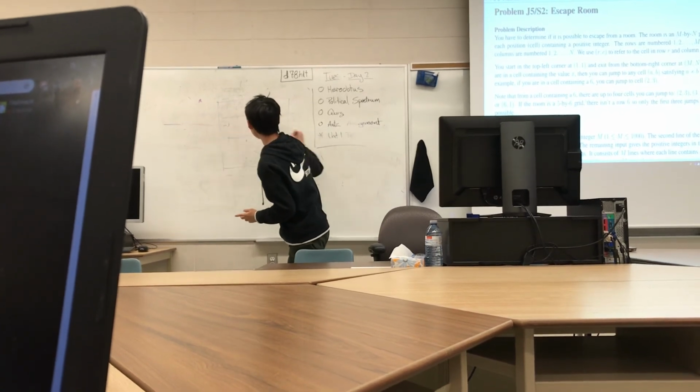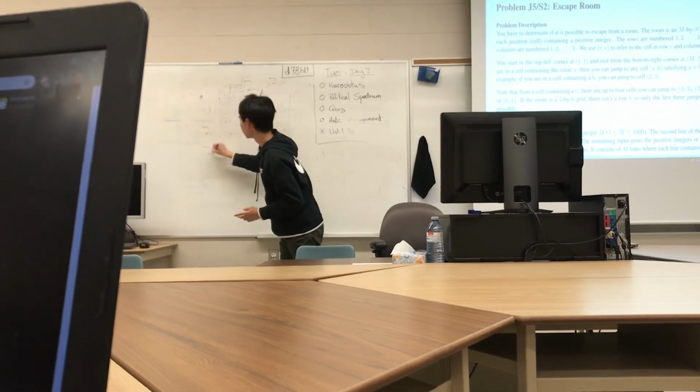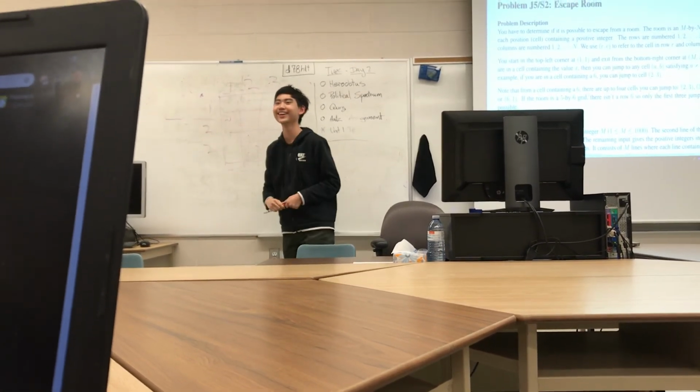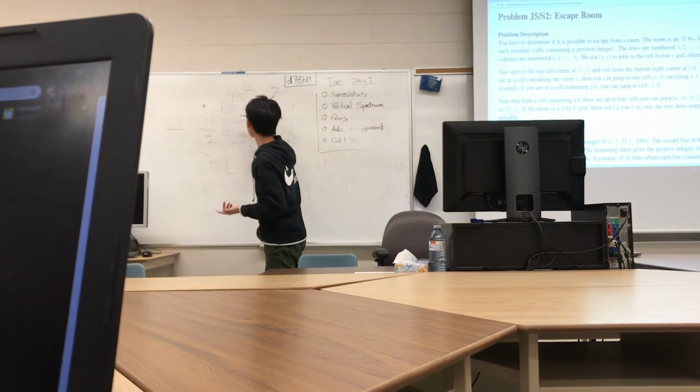let's assume it is a 3 by 3 grid. It'll be numbers like this, 1, 2, 3. Okay, and then, for example, this is a bad example.